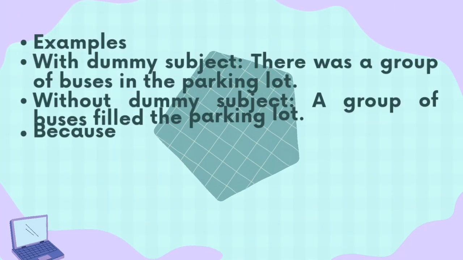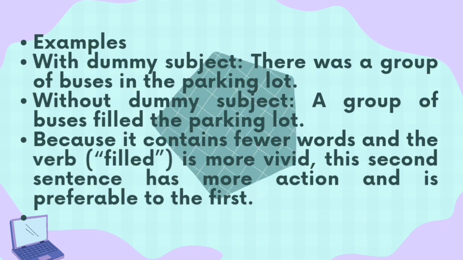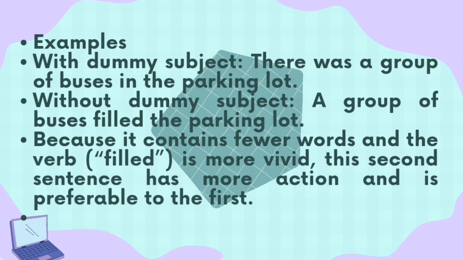Examples. With dummy subject: there was a group of buses in the parking lot. Without dummy subject: a group of buses filled the parking lot. Because it contains fewer words and the verb filled is more vivid, this second sentence has more action and is preferable to the first.